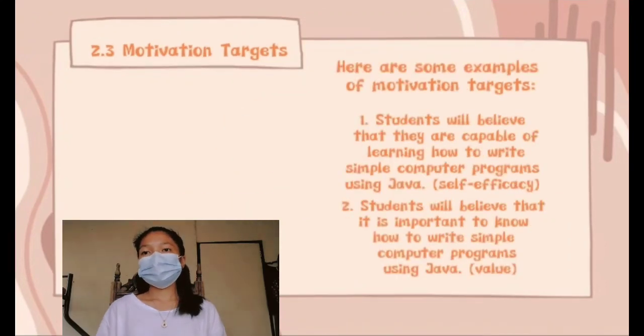Here are some examples of motivation targets. Students will believe that they are capable of learning how to write simple computer programs using Java, and that is self-efficacy. Next, students will believe that it is important to know how to write simple computer programs using Java, and that is value. In assessing motivation, it is important to consider why students are learning, the reasons students give for their actions.